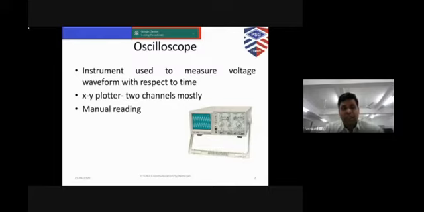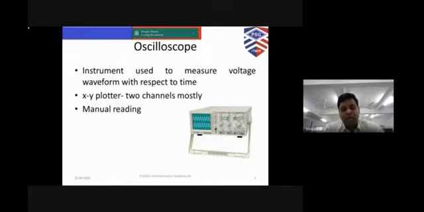Okay, and this oscilloscope can also be called an XY plotter. In the y-axis it's going to be the voltage, and the x-axis is going to be the time. So it plots voltage versus time. So it is a time domain display of a signal. And this oscilloscope normally requires manual interpretation for measuring the readings, right?